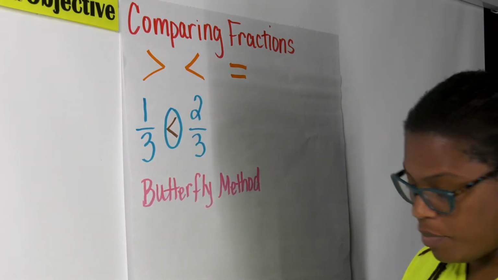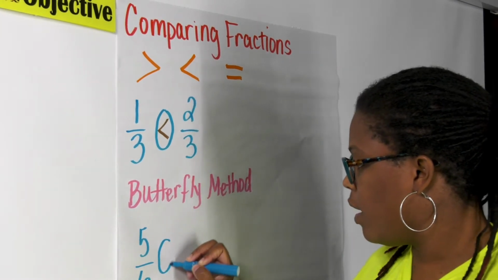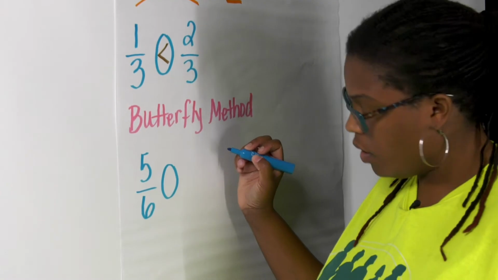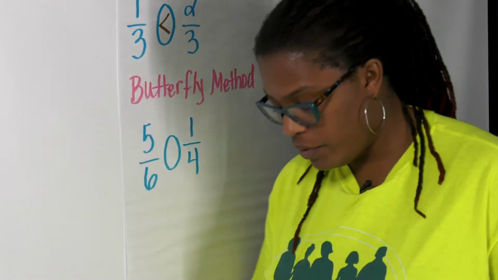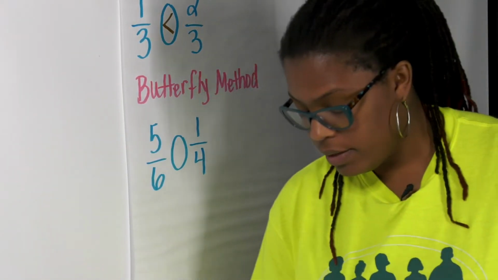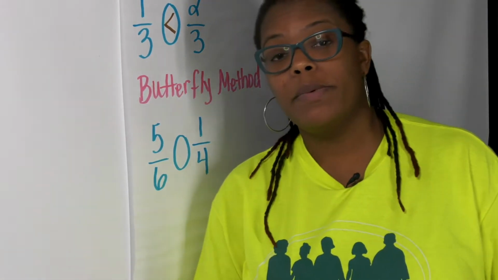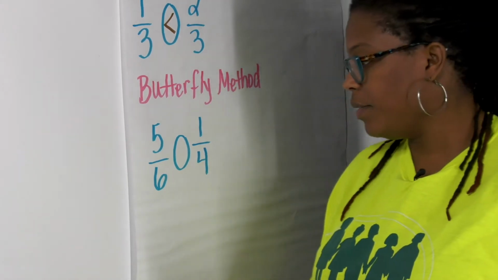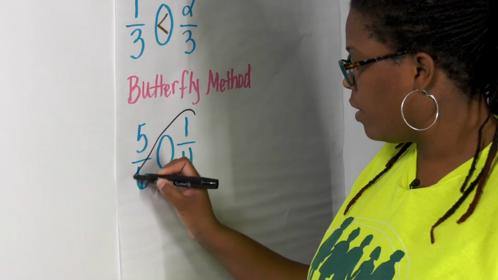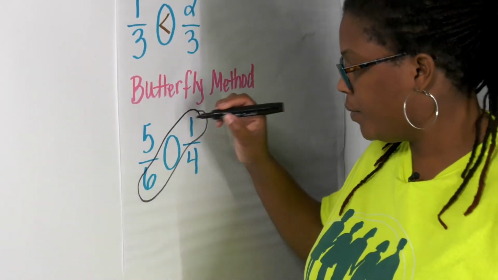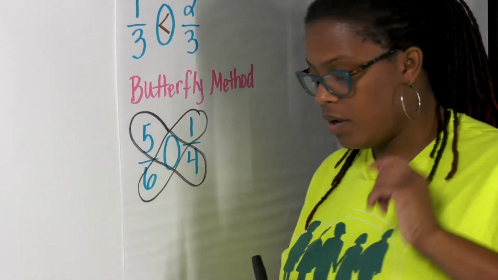All right, so let's compare 5/6 compared to 1/4. So I'm sure you all know what a butterfly looks like. Has wings and an antenna. Okay, so when you compare, some people also call this cross multiplying. We're going to create butterfly wings, and we're going to compare this wing, and these two numbers make a wing.